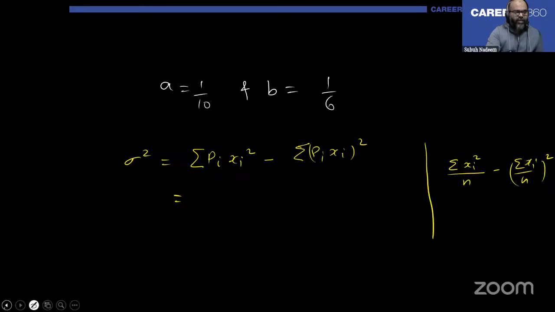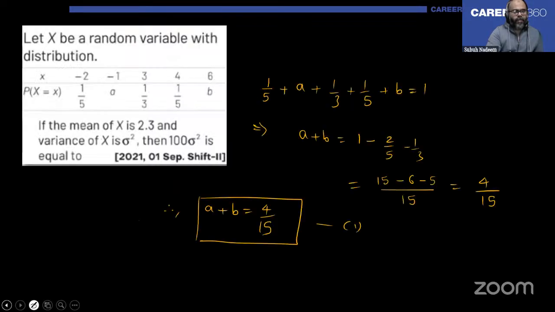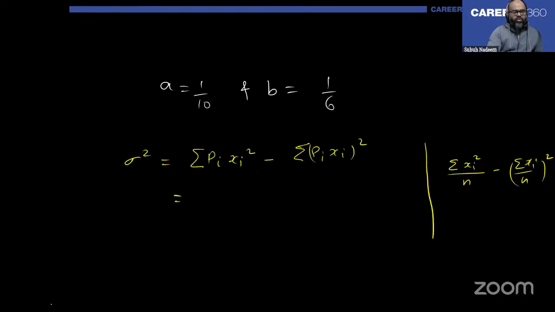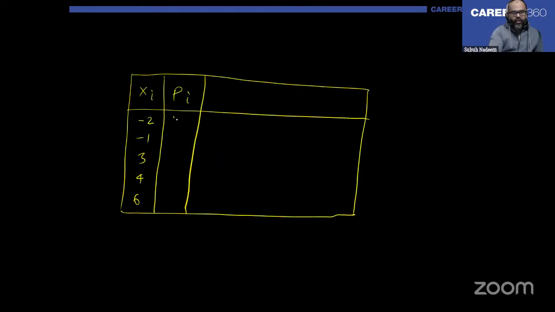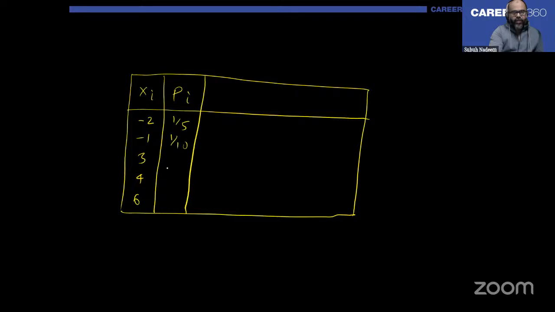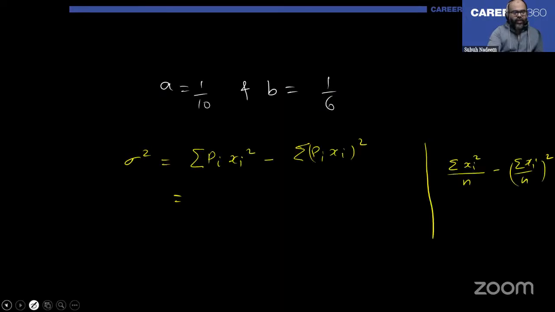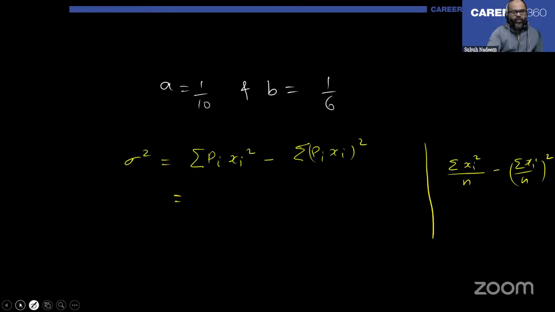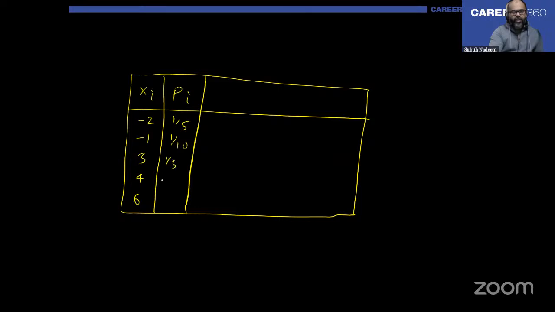And p is 1 by 5, then a. So it will be 1 by 5, then a. And what is the value of a that we are getting? It is 1 by 10. So this is 1 by 10. Then for 3, it is 1 by 3, and for 4, it is 1 by 5. 1 by 3 and 1 by 5.